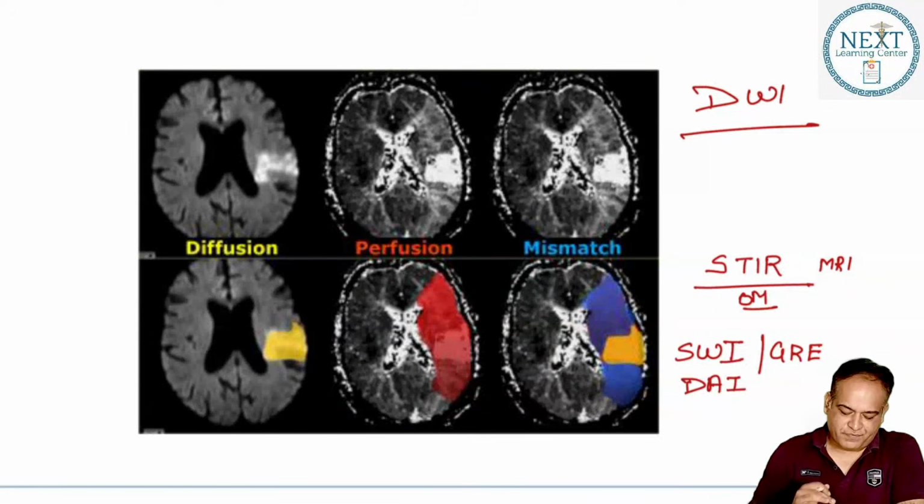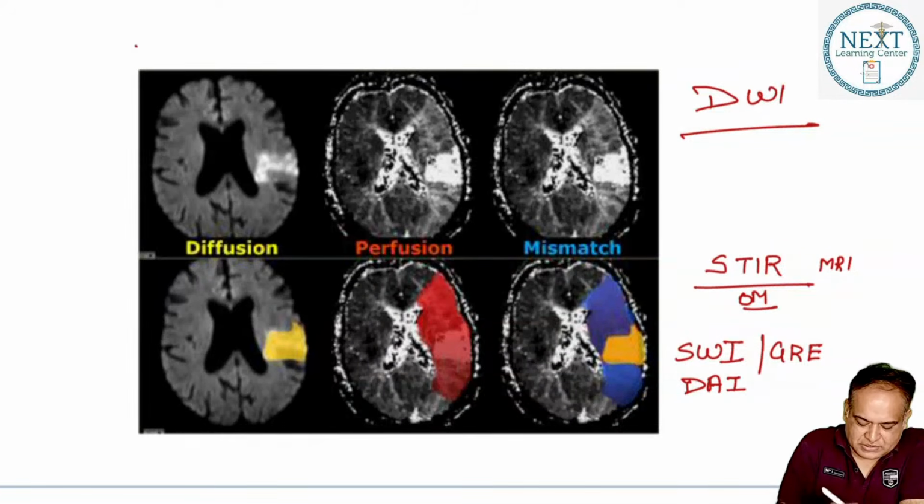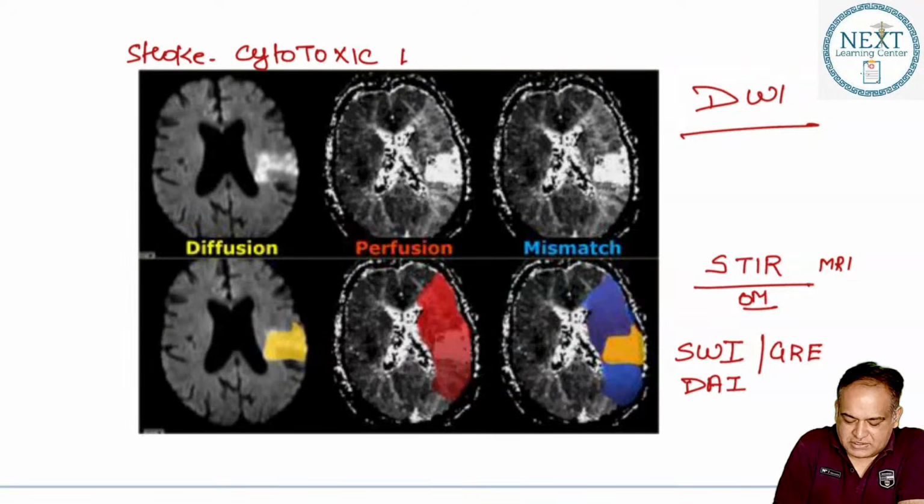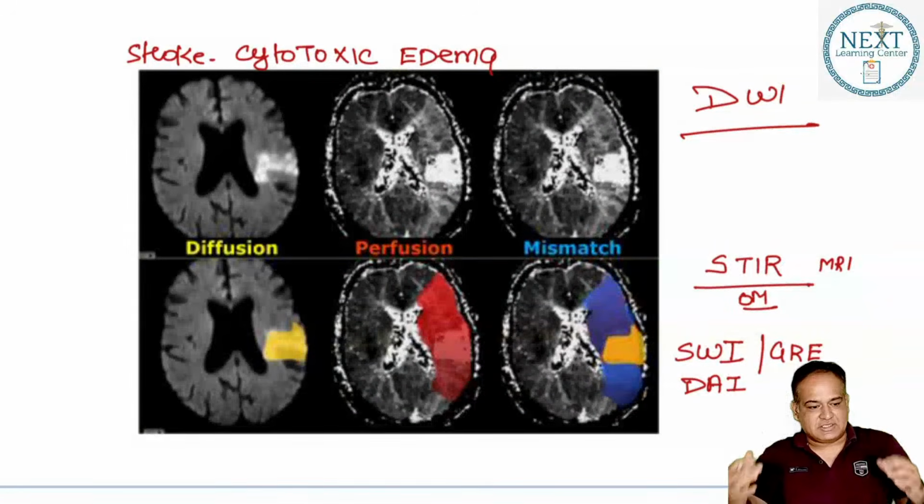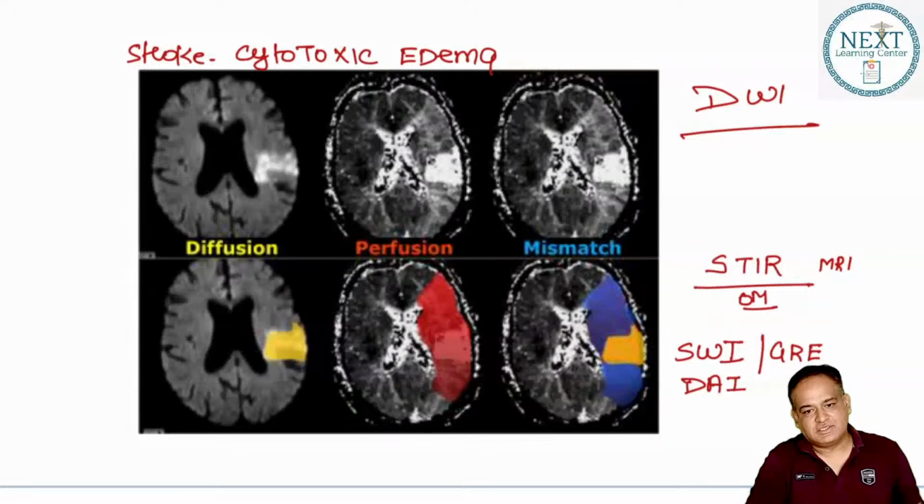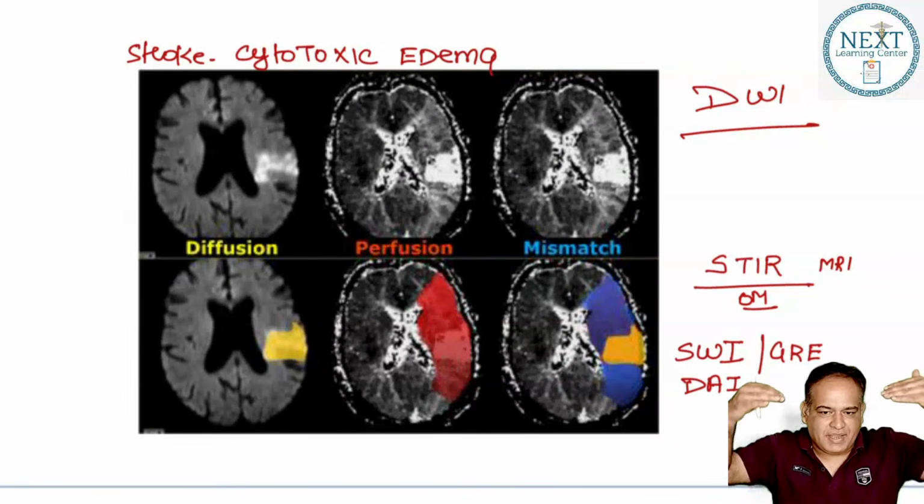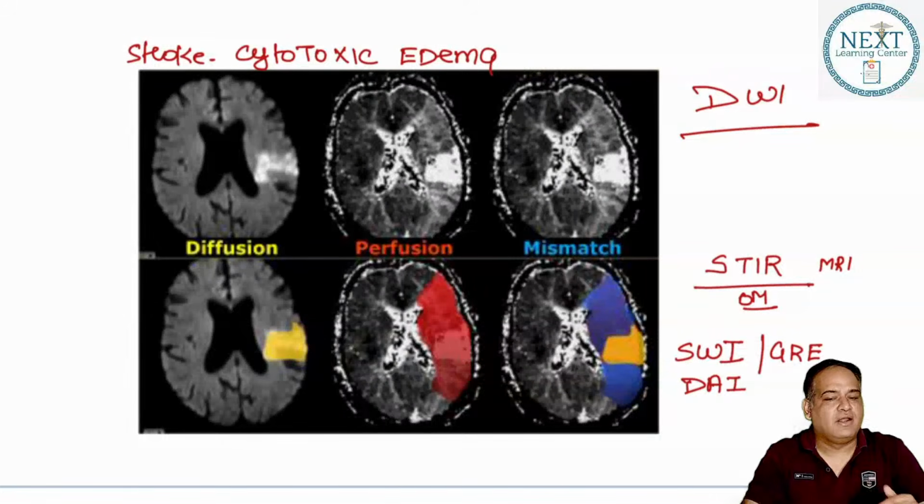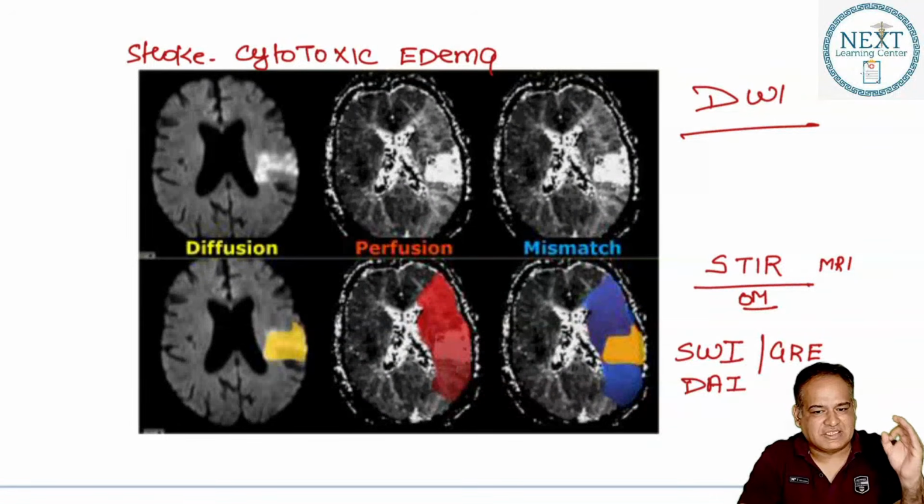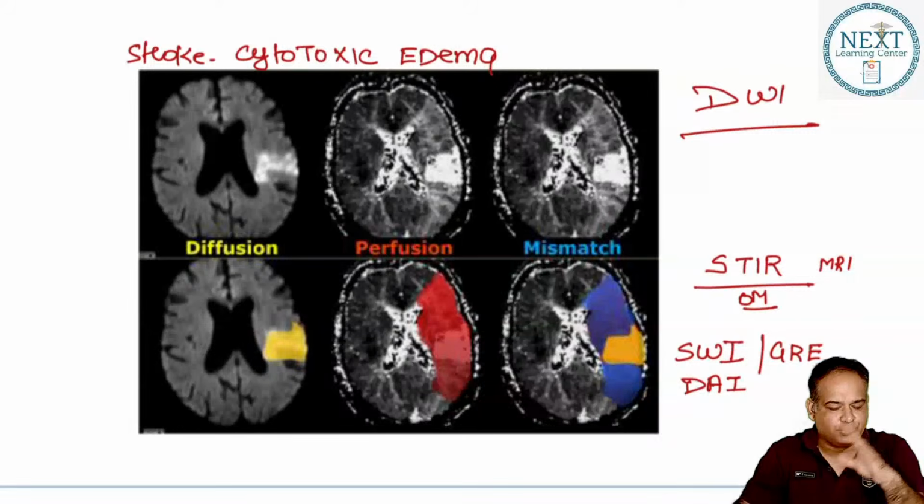Diffusion. Whenever there is stroke, brain tissue is dead, there appears cytotoxic edema. Cells, they are swollen. So there will be restricted diffusion.